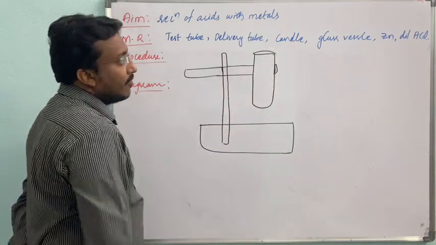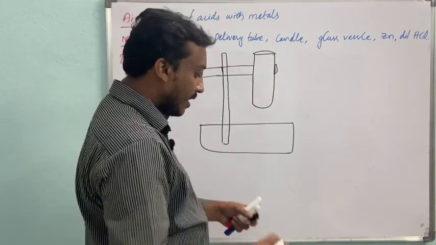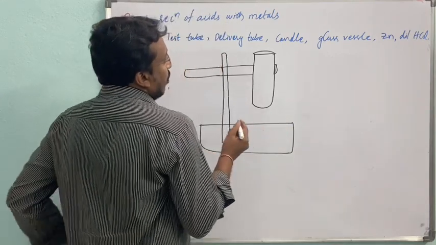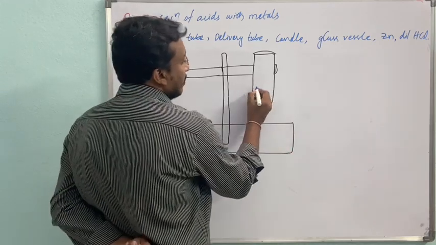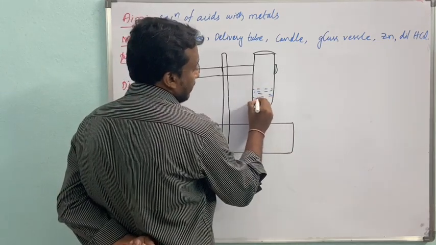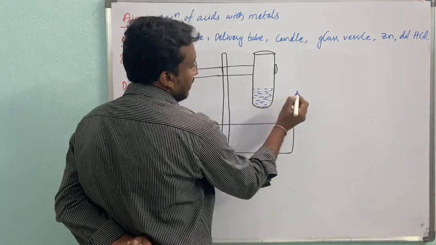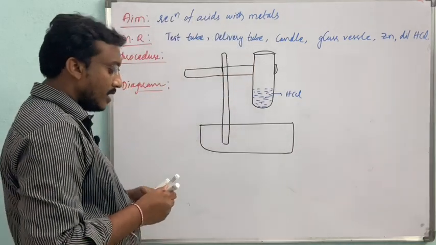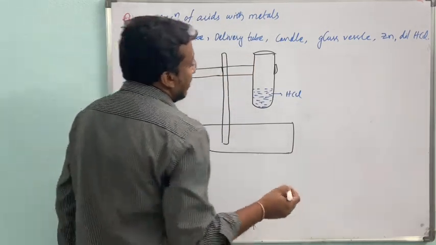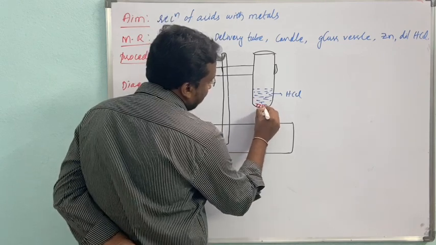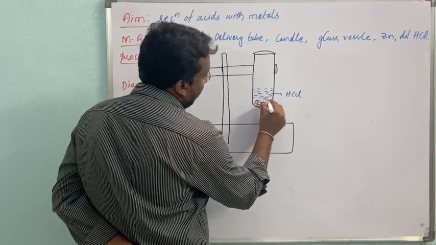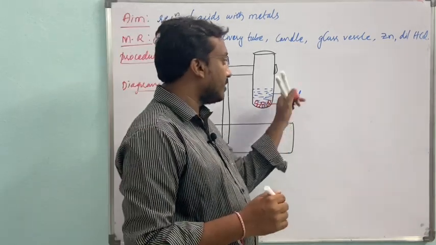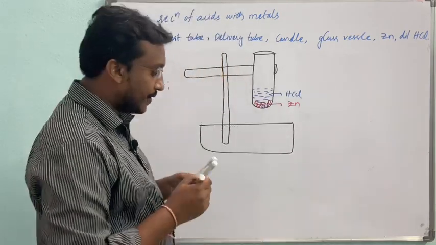Retort stand and fix the test tube. And take a small amount, or say 10 ml, of hydrochloric acid. I have taken HCl in a test tube, right? And add zinc granules. Take zinc granules in the test tube. In the test tube, what I have taken? Zinc granules as well as HCl, right?